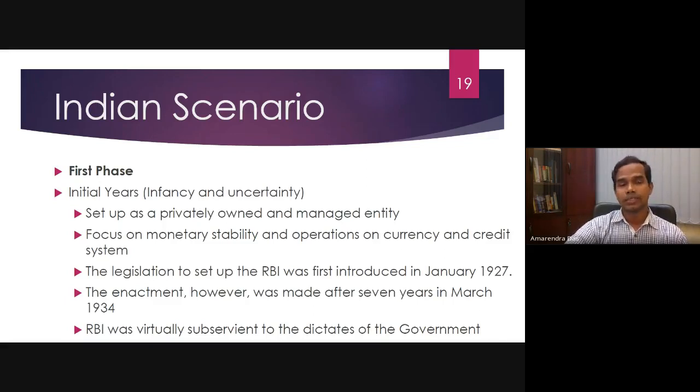Now coming to the first phase, the initial years after the setup of the RBI from 1935 to 1948, you can see that these are the infancy years of uncertainty. The RBI was definitely subservient to the dictates of the government. Whatever the government wanted, the RBI was basically fulfilling those objectives. So it was fully controlled by the government, we can say.